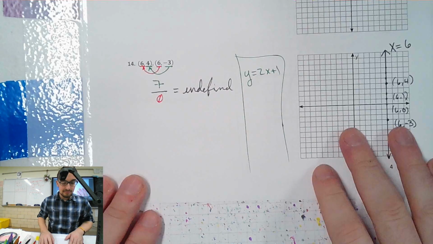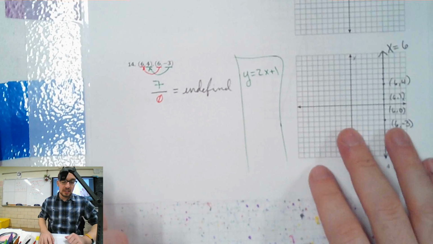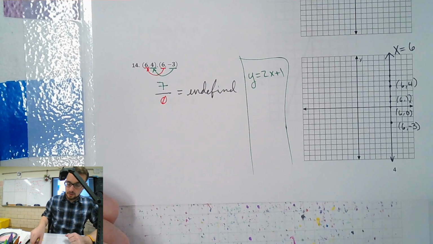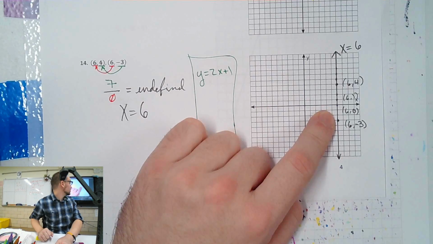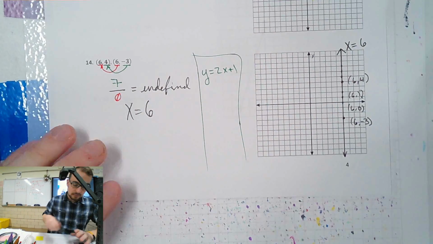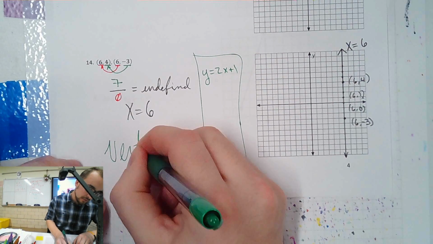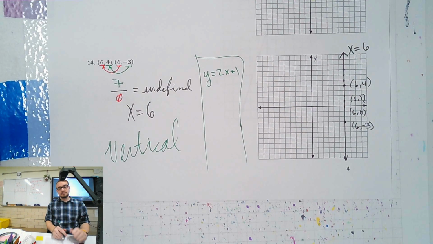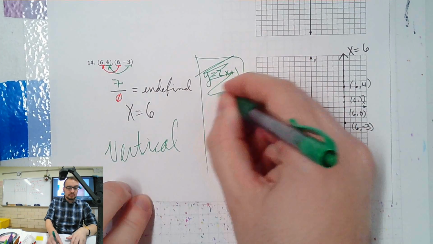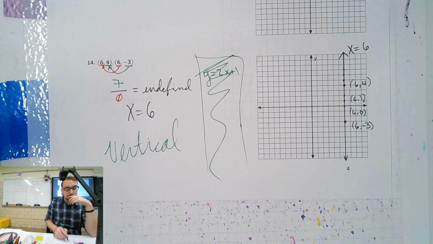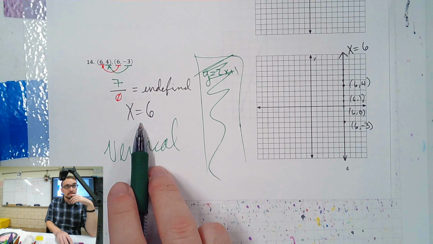And then it says, is the slope vertical, horizontal, or positive? We know the equation is x equals 6. What's our slope here? Vertical. Undefined slope is vertical. Vertical lines are not functions. On the question, do you want to write undefined and then the equation? Undefined and then the equation? Yeah. Both.